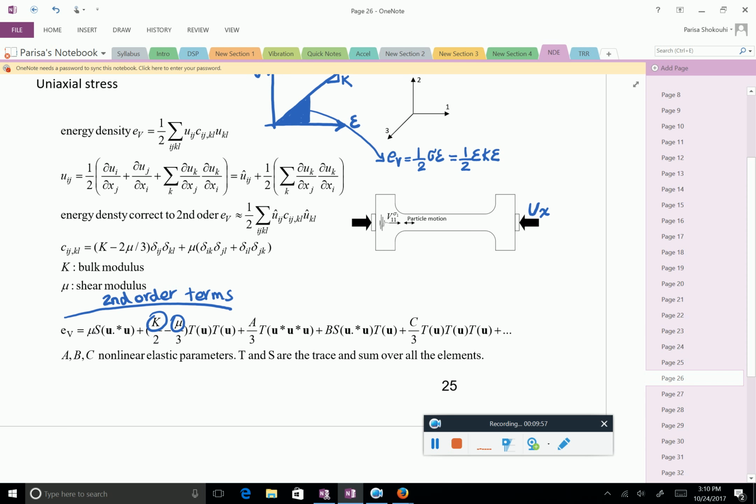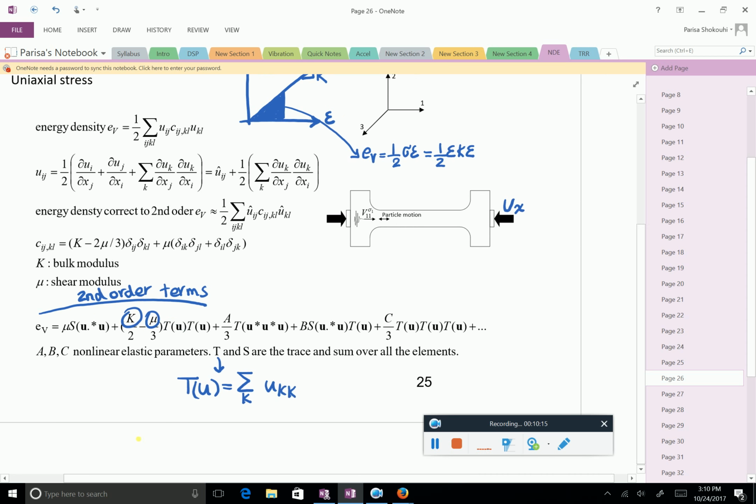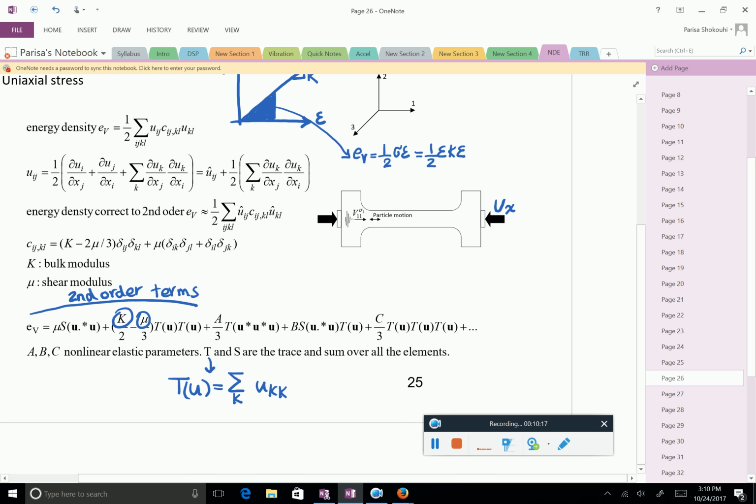And maybe I can write what trace is. It doesn't really matter for the purpose of this discussion that you know that. But the trace, if you don't remember, is just the sum of the elements in the diagonal. And S here is the sum over all the elements. Now, don't worry about it. You don't have to know how this is.